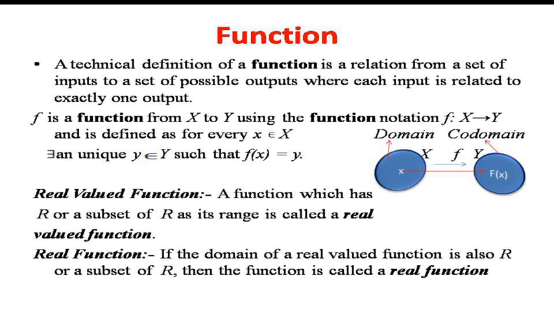Mathematically, we can say that a relation f is said to be a function from a set X to another set Y if for every small x belonging to capital X, there exists a unique element small y belonging to capital Y such that f of x is equal to y. In that case, we consider this relation as a function, and we write f: X → Y. Here X is known as the domain and Y is called the codomain of the function f.